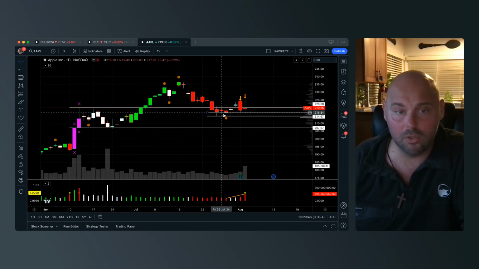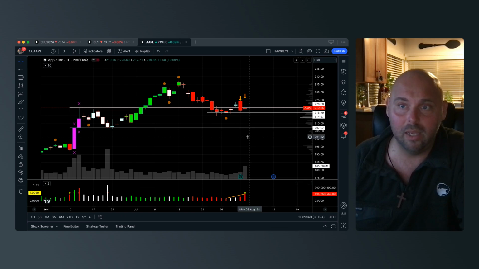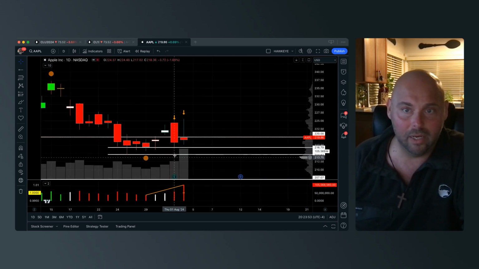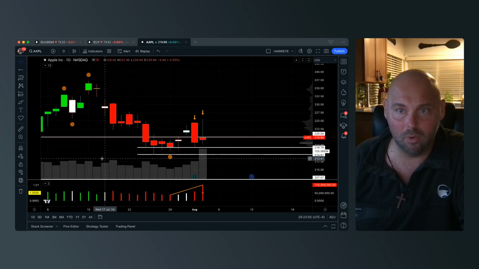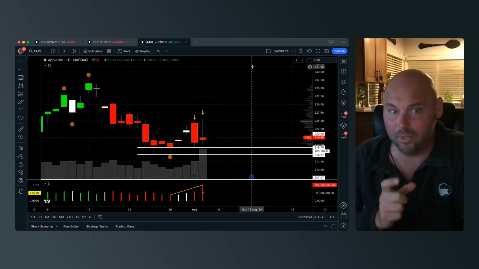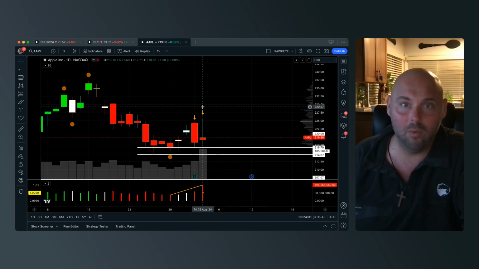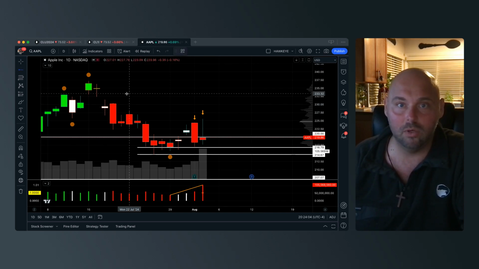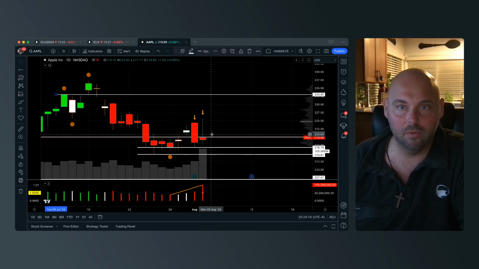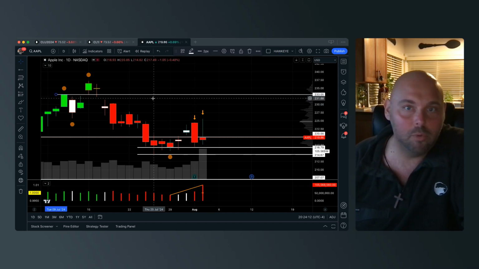Now, could we also find support here? Could this be a selling climax candle in a key area of support, and could we potentially go higher? That's also a possibility. So then where would we probably start to look to? Probably somewhere up in this range as potential resistance. Somewhere in that neighborhood.